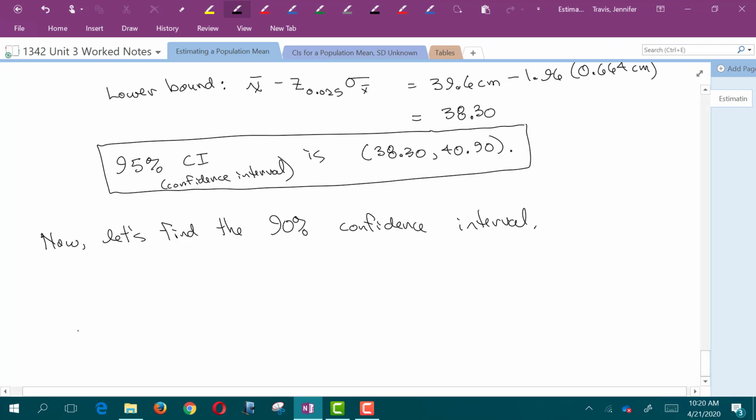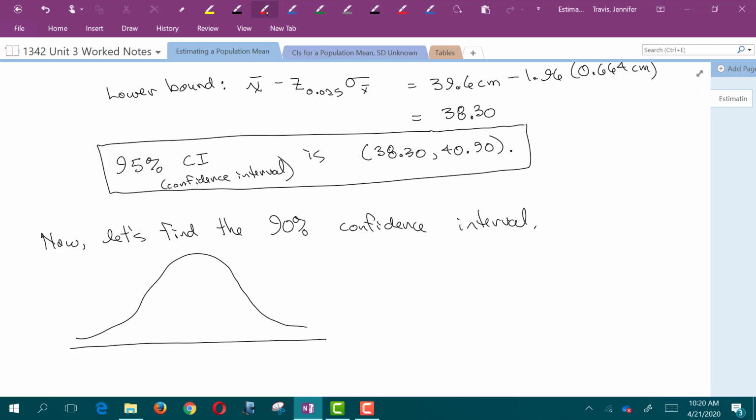Okay, so let's draw a little picture of our normal curve for this one. So what is our alpha? My alpha is you're going to take your 90%, switch it to a decimal. And sorry, I did that the wrong way around. I need to subtract from 1. 1 minus 0.90, which is 0.10. So if your confidence level is 90%, then your alpha is 0.1.